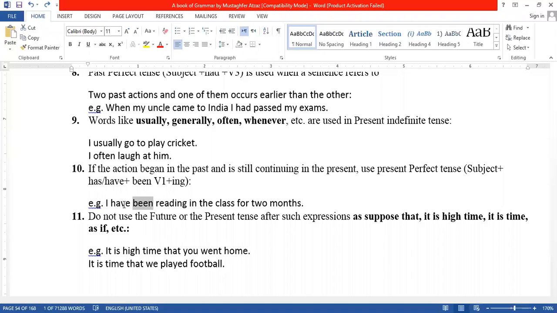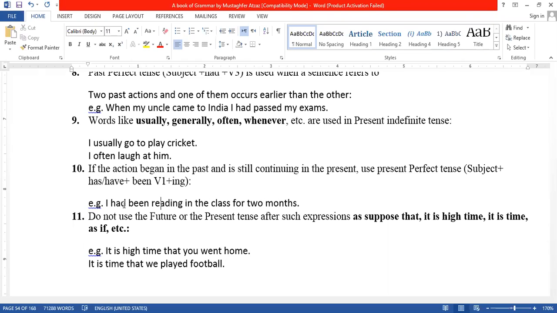Another thing that I would point out here: some students, when they see "had" here, for example, I write here, I had been reading in the class for 2 months. They think that, okay, it is also fine because "had been" is also a time period indicator and it is making an agreement for 2 months.